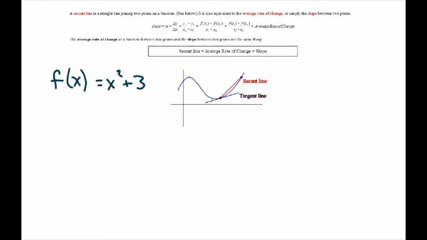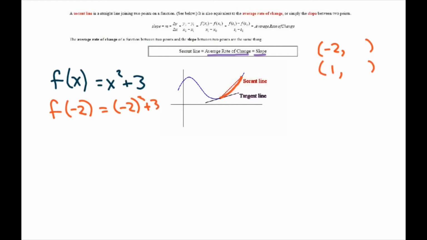So here's our equation. The secant line is actually the slope, or the average rate of change, of this curve right here. So the curve. In our case, we want to go from negative 2 to 1, and we have to find our y. So let's plug in negative 2, and we get negative 2 squared plus 3. That's going to be 4 plus 3 is 7.